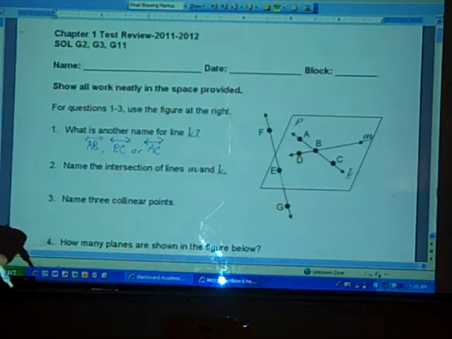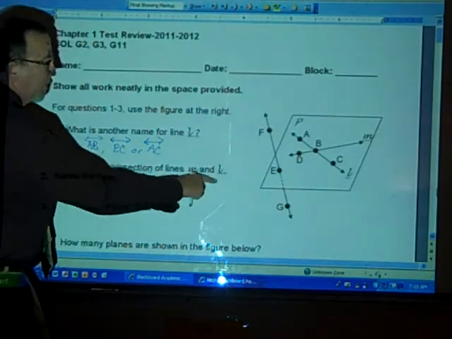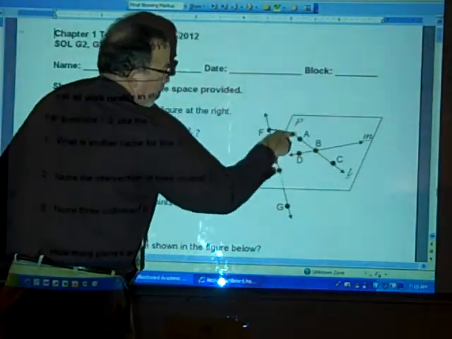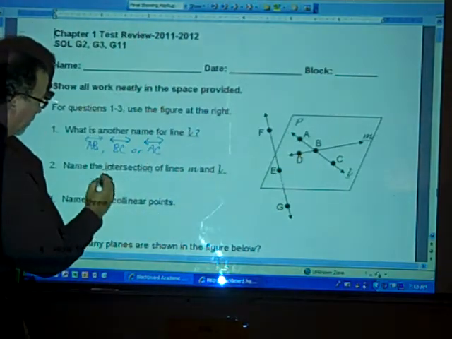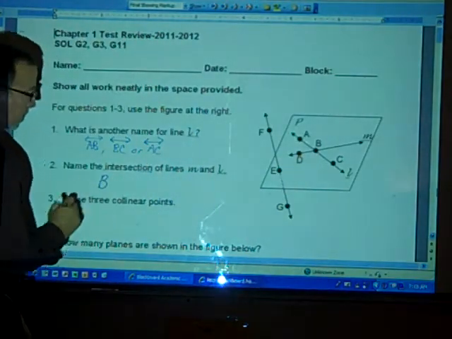Number 2 says, name the intersection of lines M and L. M and L are here. The intersection is point B. The answer for that one is B.